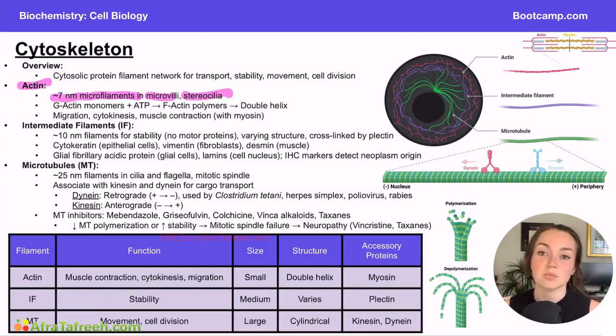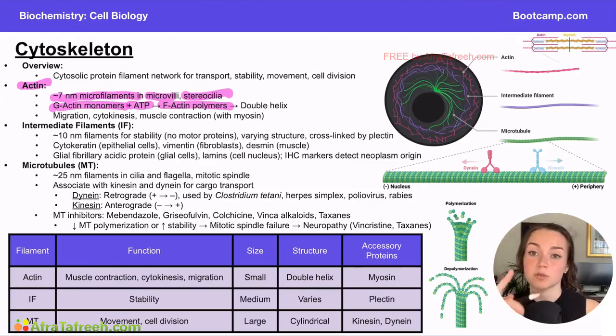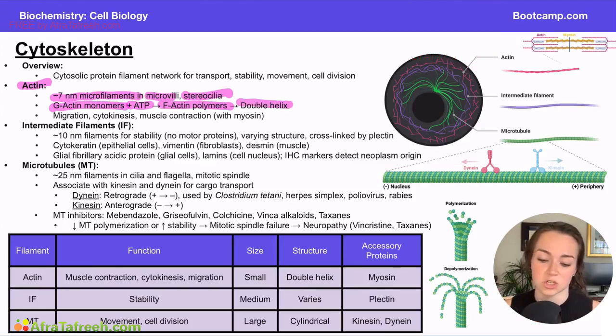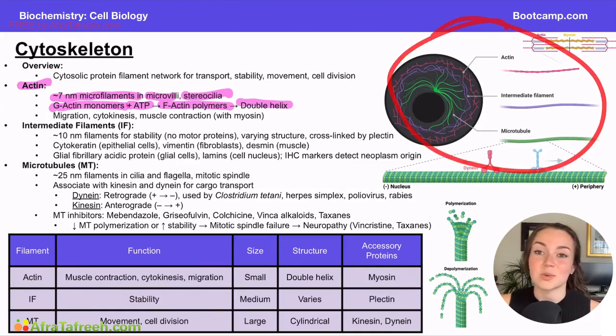And the way that the actin polymer is built is from G-actin monomers, they're called. And with the energy from ATP, they will form polymers called F-actin. And two of these polymers will spiral together to form a double helix that is sort of the final actin structure. So let's zoom into our image over here to see what that looks like.